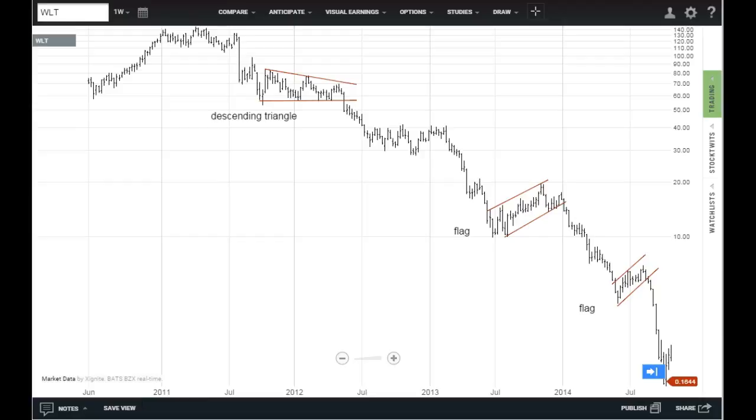Triangles come in several varieties, from regular symmetrical triangles to extended pennants. In the chart here, we see a descending version with a flat bottom and a falling top. The top is descending. In an ascending triangle, it's just the opposite, with a relatively flat top boundary and a rising bottom. And both of these usually point in the direction of the likely breakout, but only with a modestly greater predictive power than any other triangle.